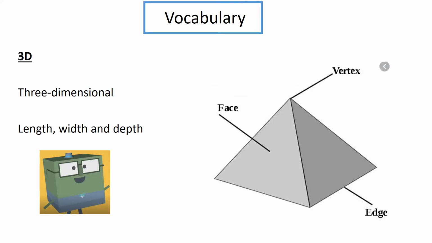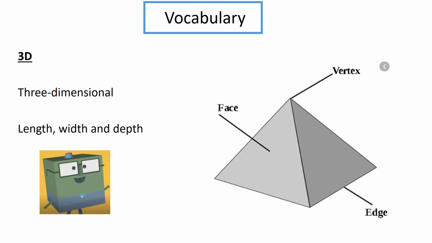So, vocabulary for today, let's have a look. We're going to be using the term 3D today. We're going to be looking at 3D shapes. So what does 3D mean? 3D means 3-dimensional. So a 3D shape has 3 dimensions. It has a length, a width, and a depth.